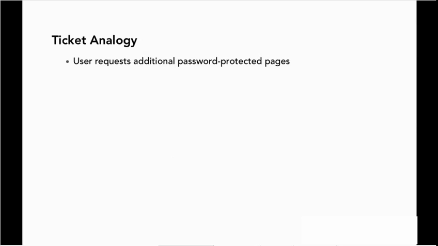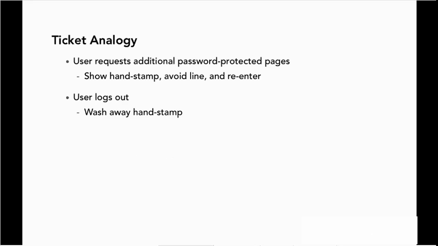When the user requests additional password-protected pages, well, that's like showing your hand stamp. You can avoid the line, you can simply just re-enter because we know that because you have that stamp or a wristband, we know you're allowed to be there. And last of all, when a user logs out, that's like washing away the hand stamp. It essentially says at that point, you're no longer allowed to be in the event. You need a new ticket to get back in. You need to start the process over again. So I think that analogy can be helpful to hold the concept in your head.